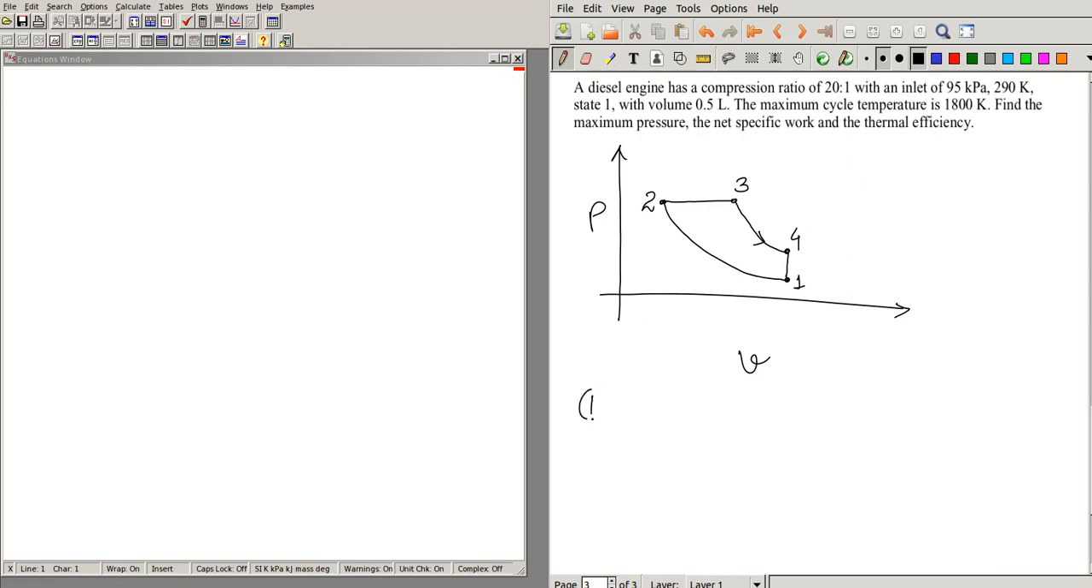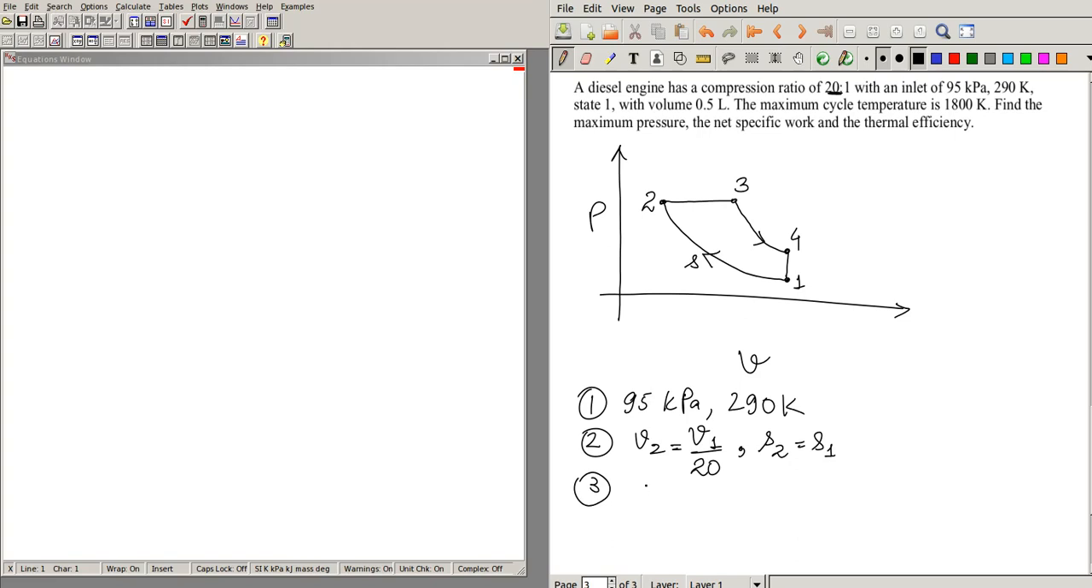So state 1 is given as 95 kilopascal, 290 Kelvin, slightly below the atmosphere because it's a suction process. State 2, because the compression ratio is given as 20:1, the specific volume at state 2 will be 1/20th the specific volume at state 1. Moreover, the entropy at state 2 will be the same as the entropy at state 1 because it's an isentropic compression process.